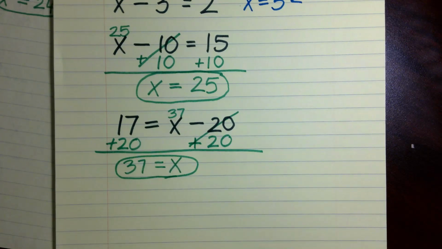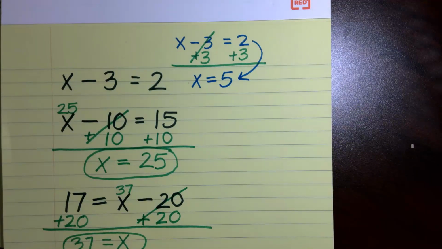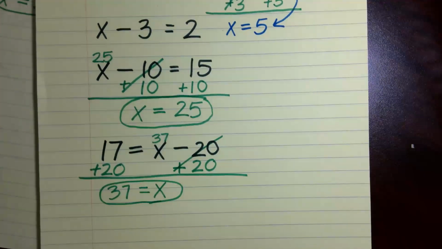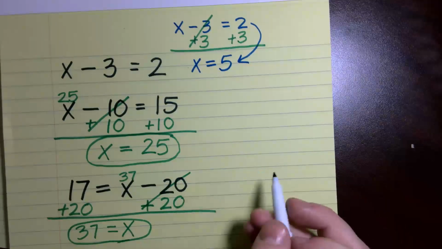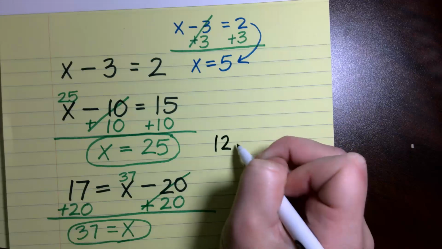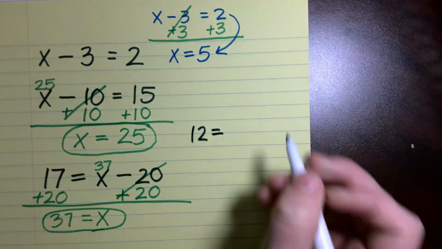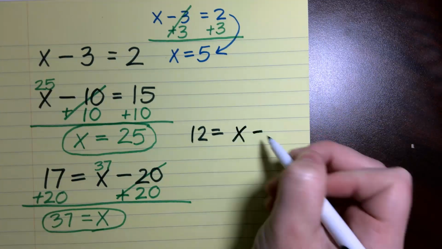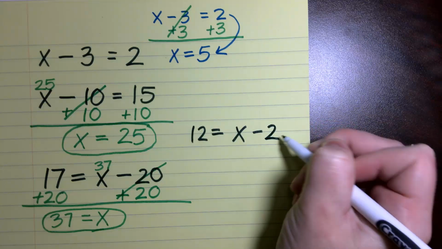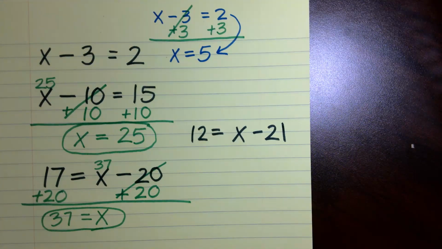Exactly. Okay, we're going to do one more together like that, and then I'm going to have you guys try on your own again. Let's do 12 equals x minus 21. What's my goal? Get rid of 21. I need x to be alone. So how do I get rid of minus 21?